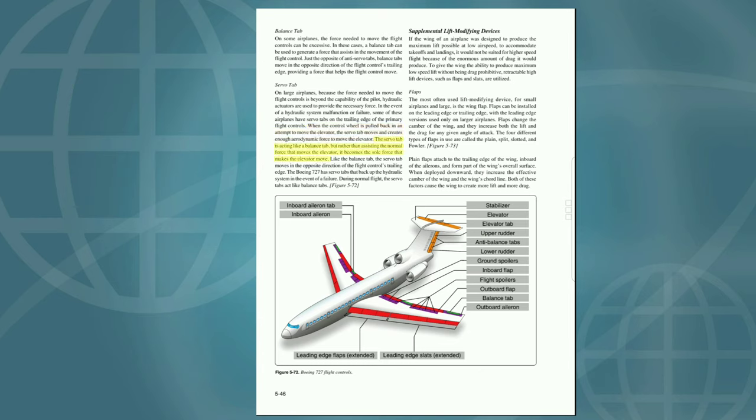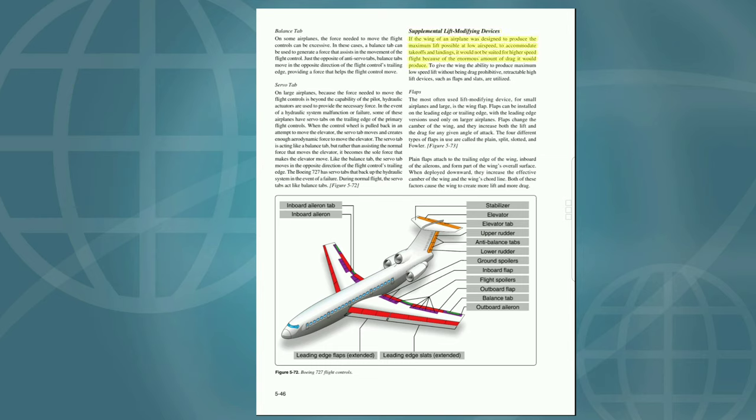The servo tab is acting like a balance tab, but rather than assisting the normal force that moves the elevator, it becomes the sole force that makes the elevator move. Like the balance tab, the servo tab moves in the opposite direction of the flight control's trailing edge. The Boeing 727 has servo tabs that back up the hydraulic system in the event of a failure. During normal flight, the servo tabs act like balance tabs. Figure 5-72.